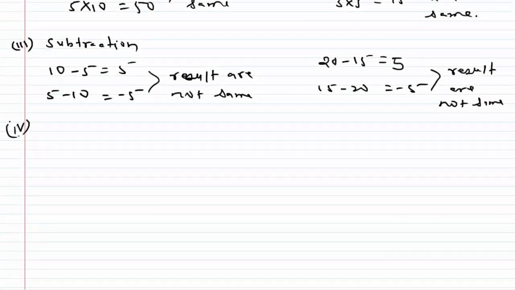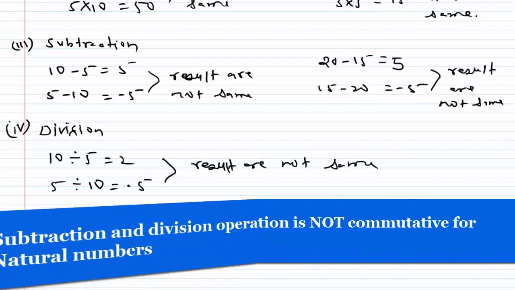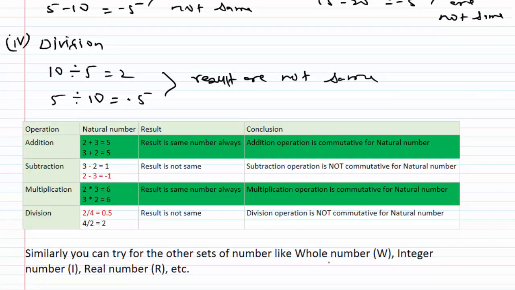Let's check another operation, that is division. When we divide 10 by 5, we get 2, but when we divide 5 by 10, we get 0.5. Here also the results are not the same. So we will say that subtraction and division operations are not commutative for natural numbers. Similarly, you can try other sets of numbers like whole numbers, integers, real numbers, etc., to check whether the commutative property holds or not under operations like addition, subtraction, multiplication or division.